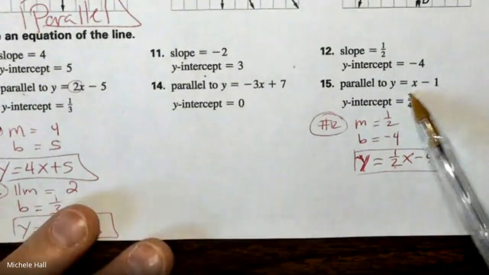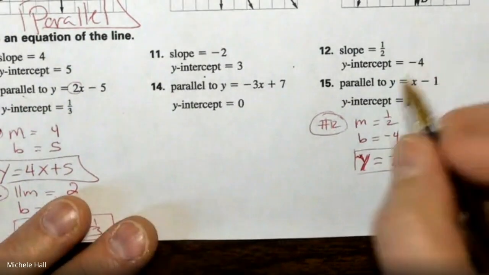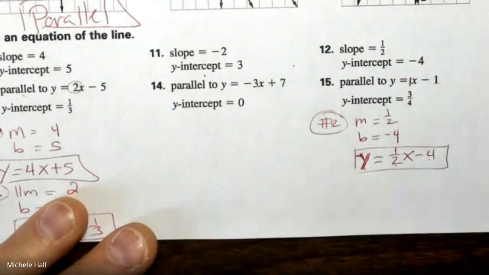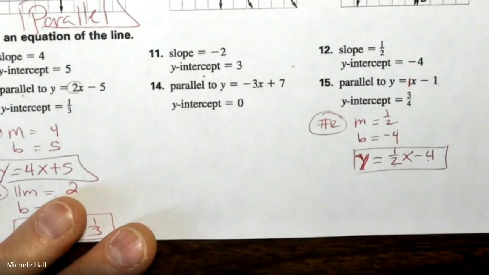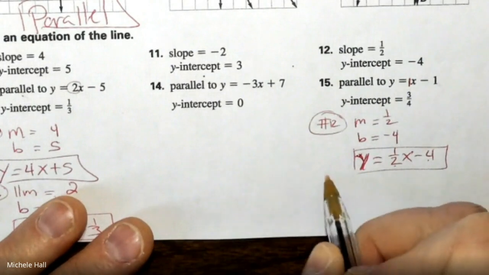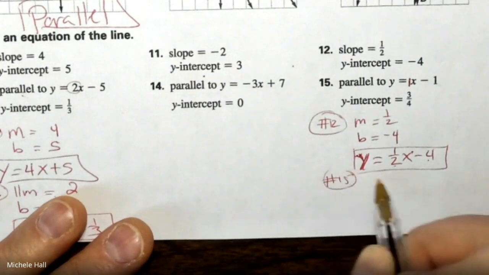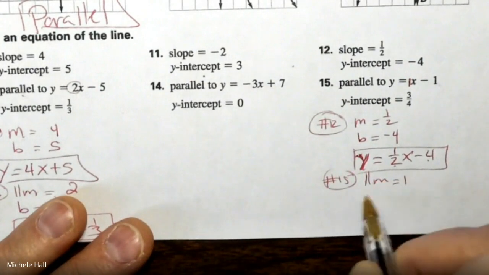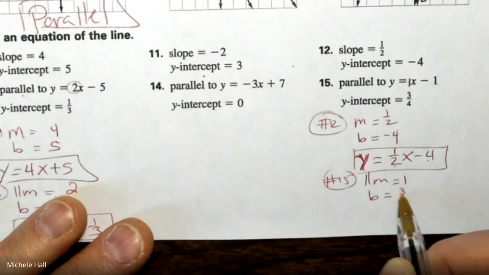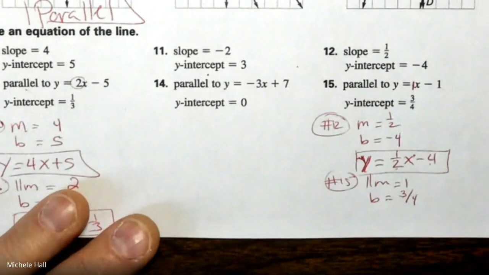So what's the number that's understood to be there, Bree? It's understood to have a 1 in front. So if the slope is 1, what's the parallel slope? 1. So we know our parallel slope is 1. The y-intercept b is 3/4. Write your equation of a line.